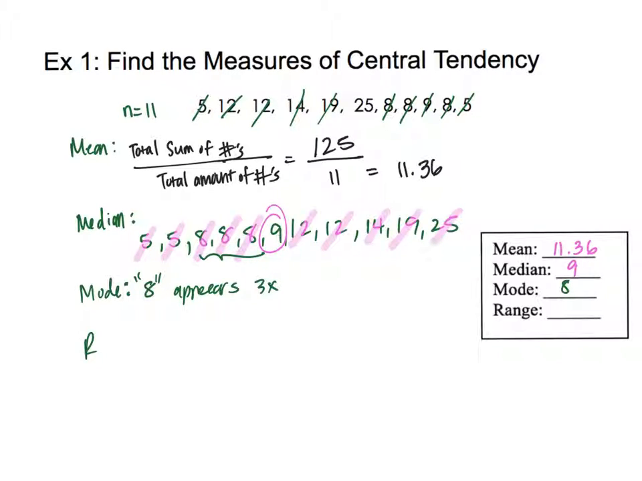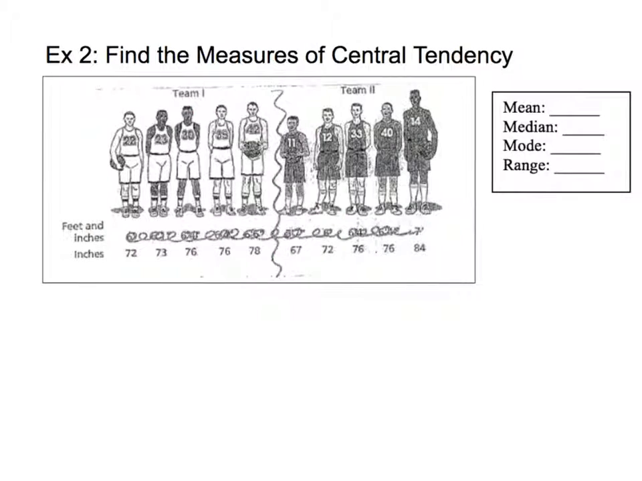Range here is going to be taking our highest number. Our highest number here was 25 and subtracting it from our lowest number, which is 5. So 25 minus 5 gives us 20. So our range here is 20. And there we have it. We have solved all 4 parts of the central tendency.